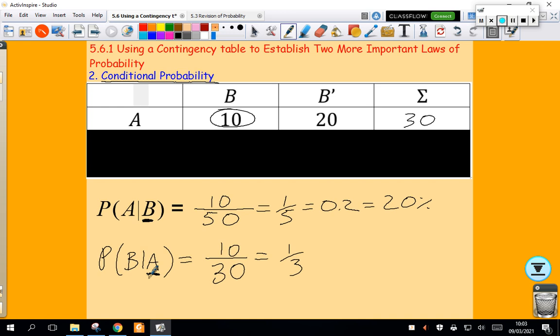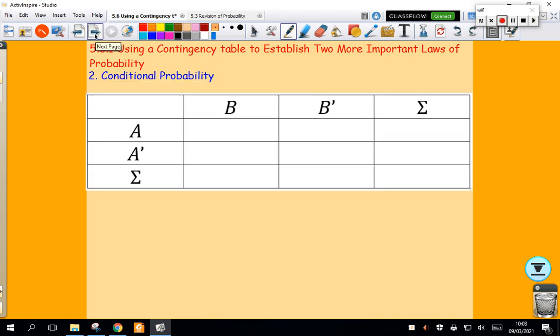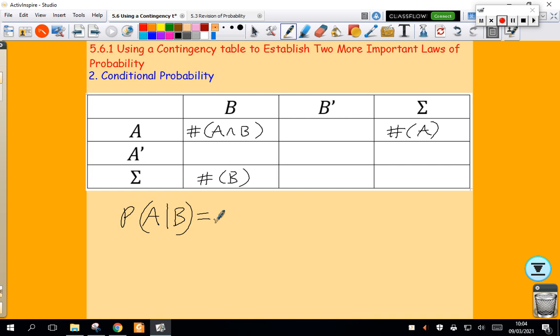Okay, so to formalize some kind of rule for that, in here we'll have the number of outcomes that are in A intersection B. Down here we'll have the total number of outcomes that are in event B. And over here we'll have the total number of outcomes that are in event A. So if I want to look at the probability of A given B, I'm given that it has to be in column B. What can I do? I can just ignore everything else, blank out the rest.